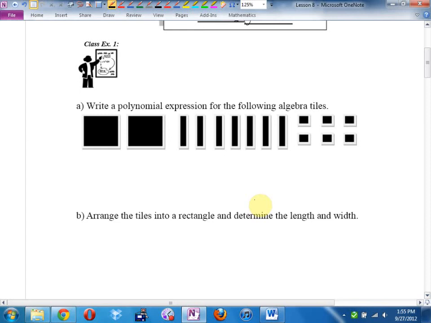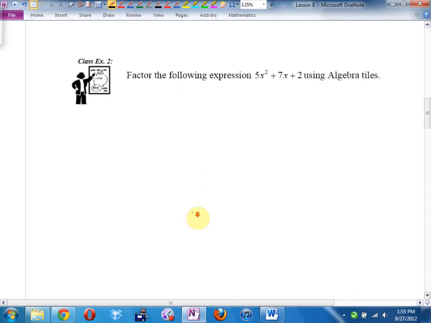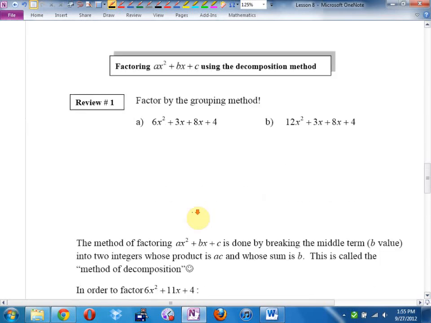Really quickly, just to review, what is this a picture of? 2 what? 2x squareds plus 1, 2, 3, 4, 5, 6, 7x's plus 6. It wants us to arrange them into a rectangle. We're not going to. And it says factor the following expression using algebra tiles on example 2. We're not going to. Instead, we're going to go to where it says review number 1.